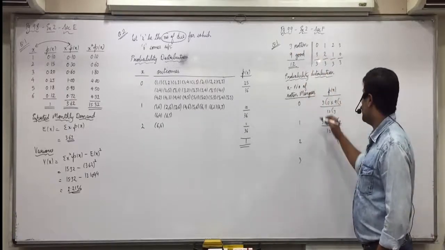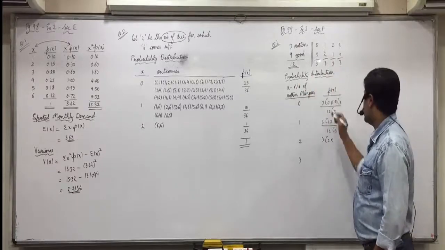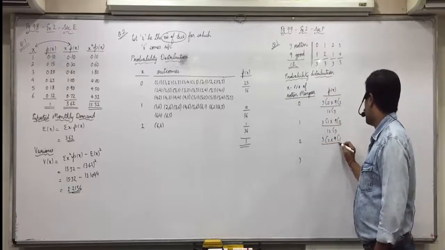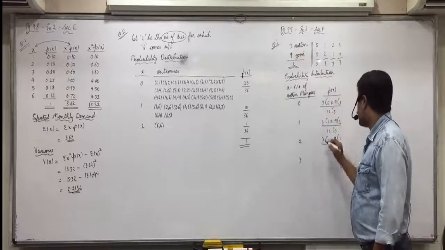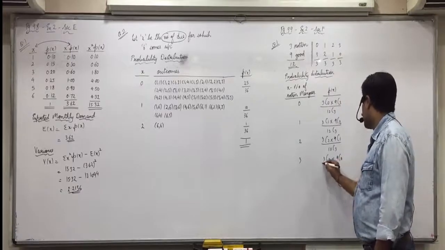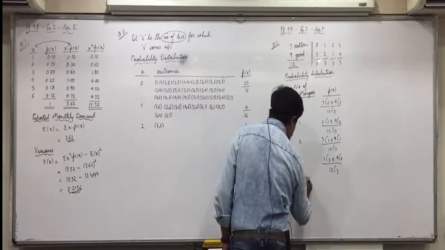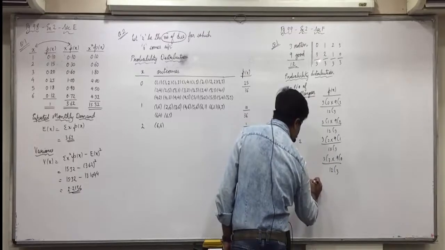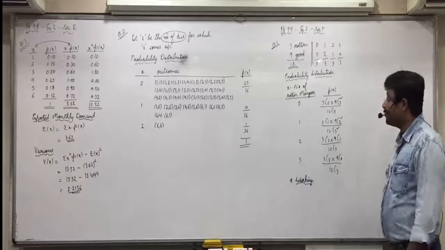Then 3C2 into 9C1 upon 12C3. And then 3C3 into 9C0 upon 12C3. Now we'll have to show calculations for probability only. 9C3, 9C2 and 12C3.